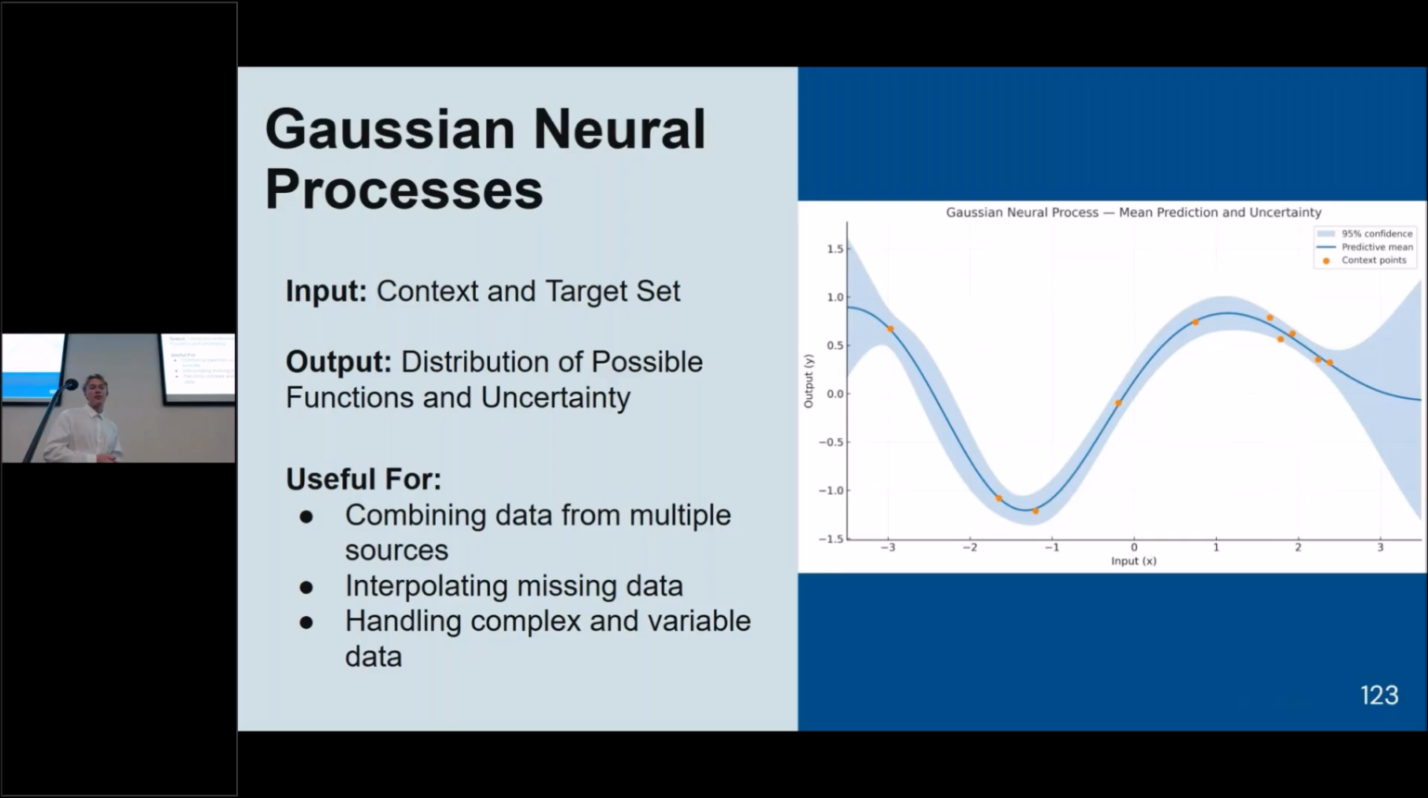This is what sets it apart from other machine learning structures: first, it can handle non-uniform data, so combining data from multiple sources and dealing with complex and variable data. But it also gives us an uncertainty metric automatically. And so this makes it a lot easier to validate the results we're getting from training.